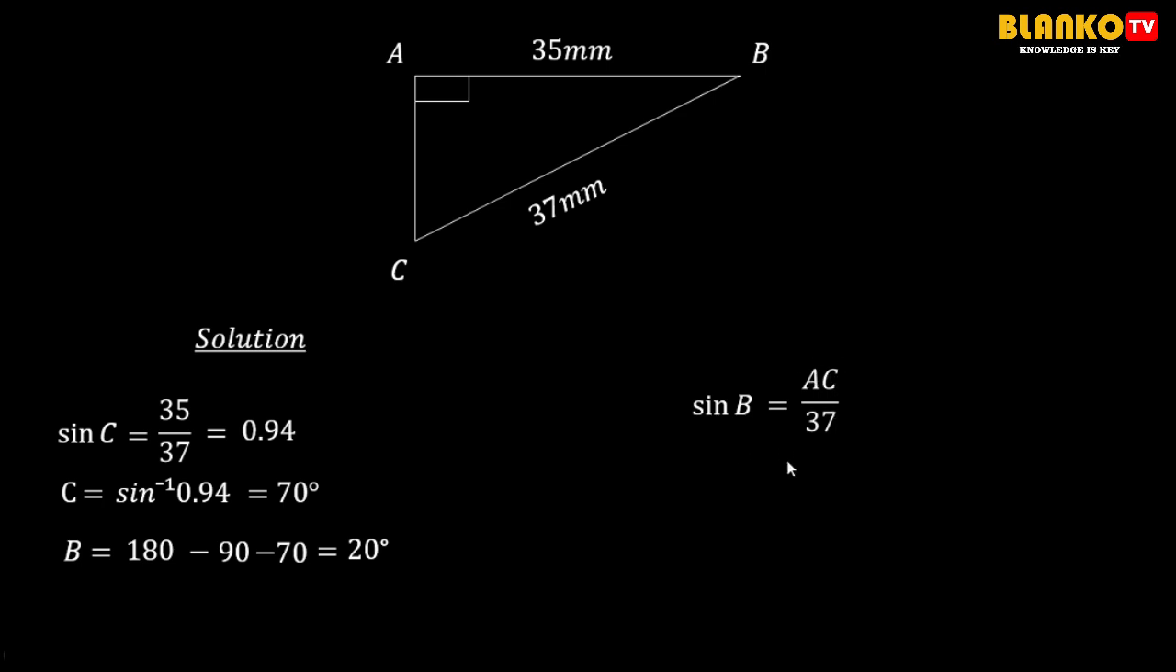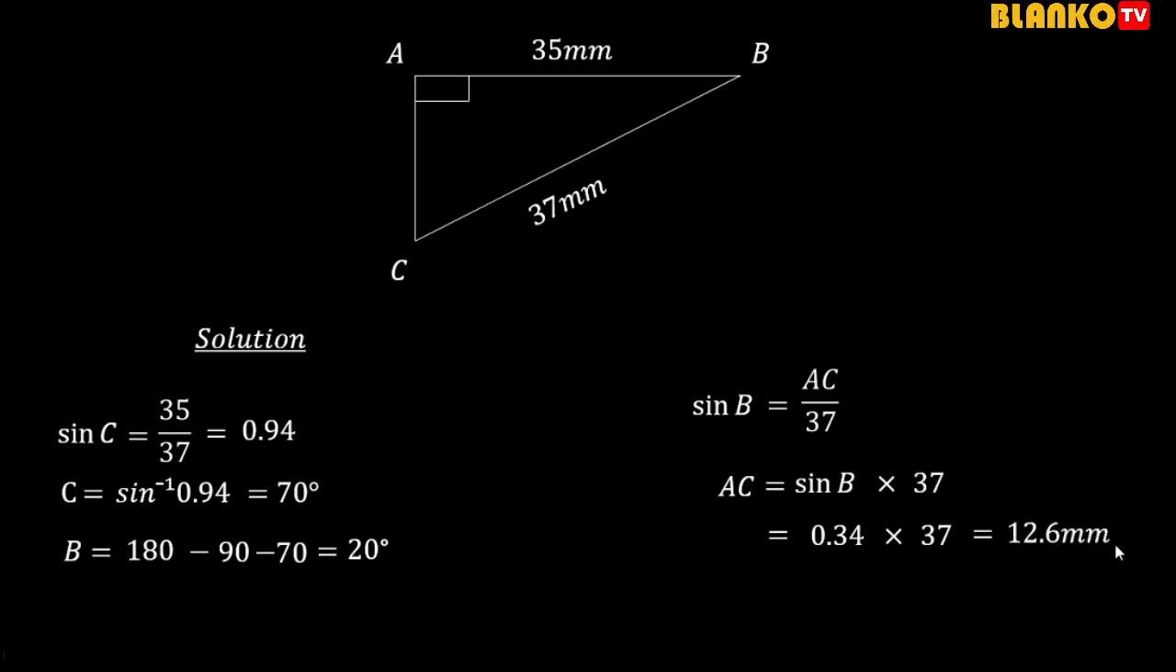By change of subject, AC is equal to sine B times 37, and sine B is 0.34. When you multiply 0.34 times 37, we are going to get 12.6 millimeters. So the length AC is 12.6 millimeters.